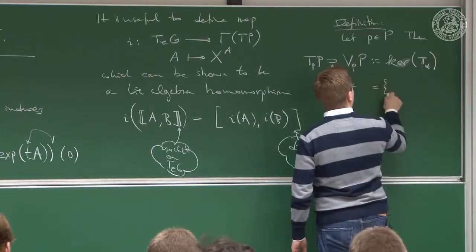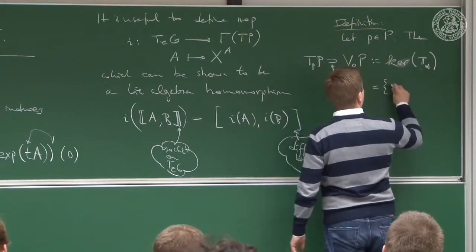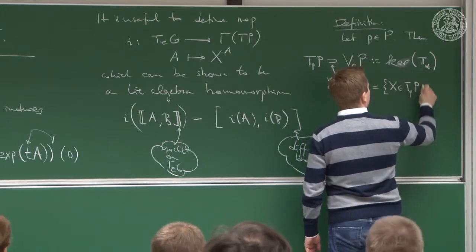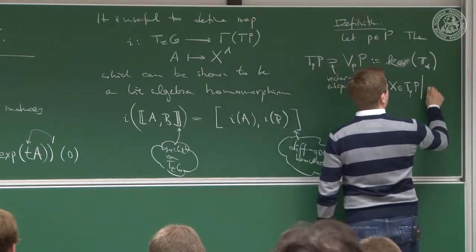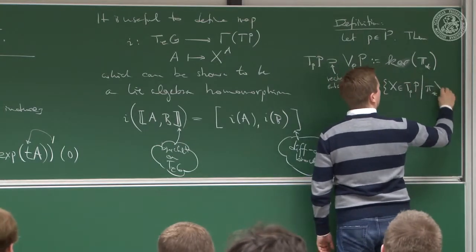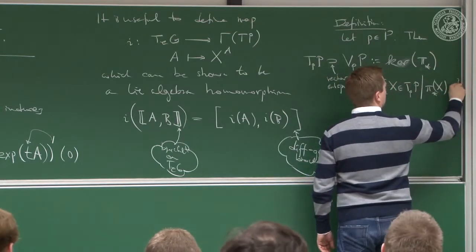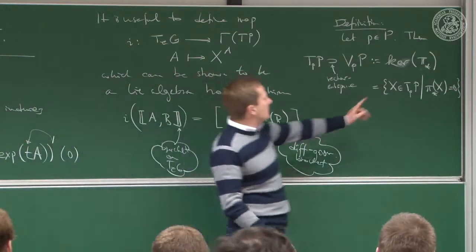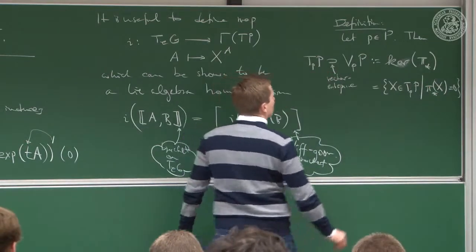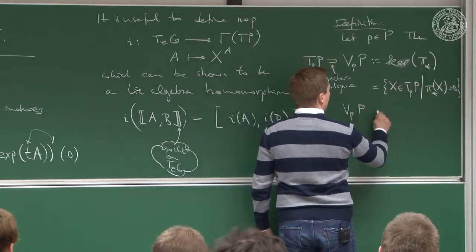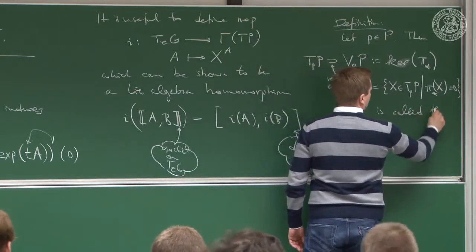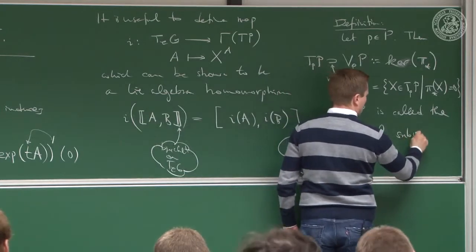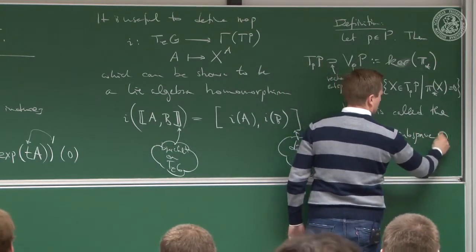And you remember that the kernel is nothing but all the elements in the tangent space at P, such that the push forward, which is a linear map, takes this to 0. The kernel is all those elements that are taken to 0 by the linear map mentioned here. That's the kernel, and this V_P is called the vertical subspace at this point P.